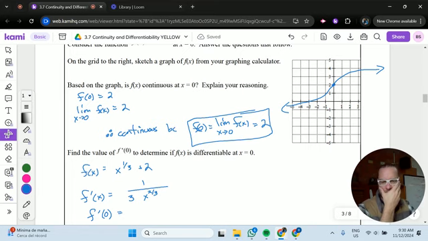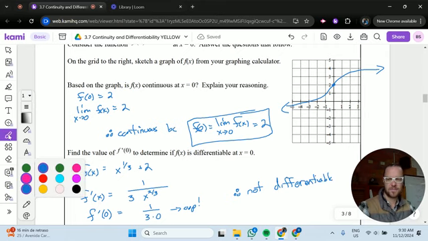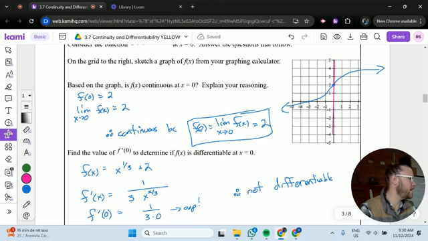Okay, f prime of 0. Well, I'm going to get 1 over 3 times 0. Therefore, it's not differentiable. Can anybody see why it's not differentiable in this case? The tangent's going to be vertical. It has a vertical tangent line, which means I can't do it because I would be dividing by 0.